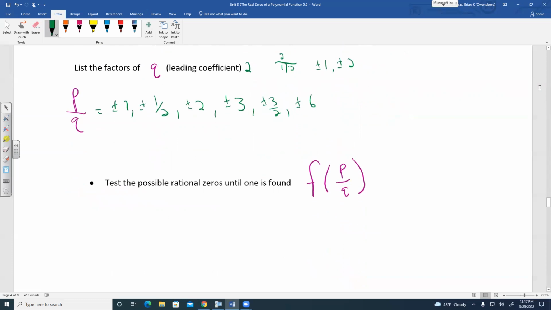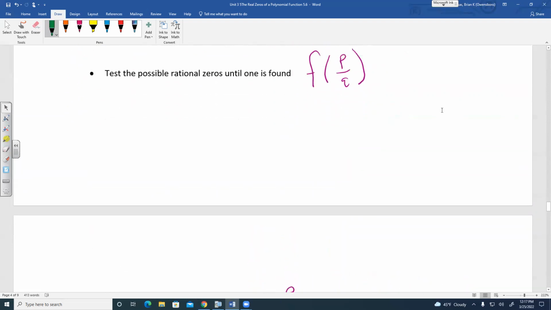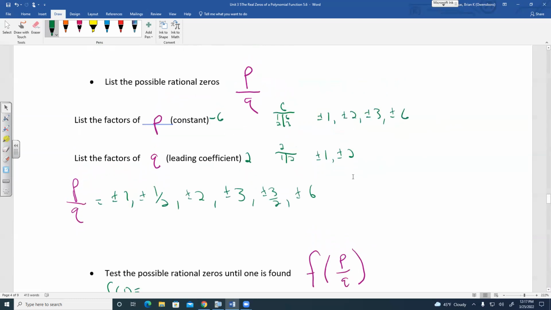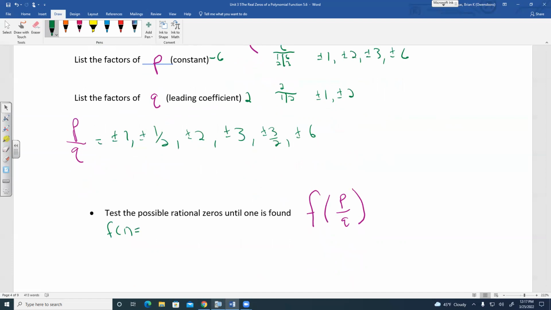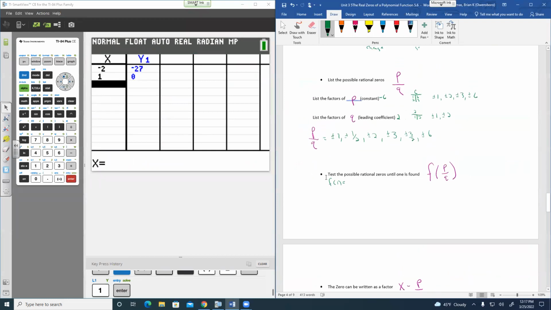we want to test the possible rational zeros until one is found. So what we can do is we can evaluate f of p over q. So what I could do is I can do f of 1 to start with. So what I can do is, using my calculator, I can put that function in to help me out, expedite this a little bit.